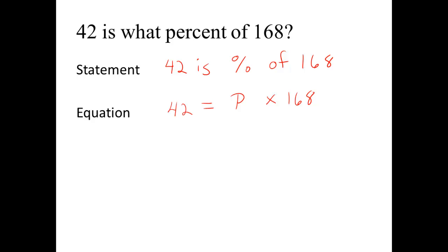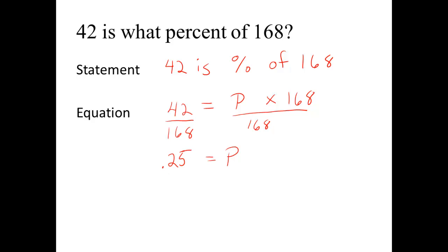In order to solve for p, we need to divide both sides by 168. 168 is multiplied times p, so in order to move it to the other side, we must do the opposite operation, which is division. So we will divide both sides by 168. So we get p is equal to 42 divided by 168. 42 divided by 168 is equal to 0.25.